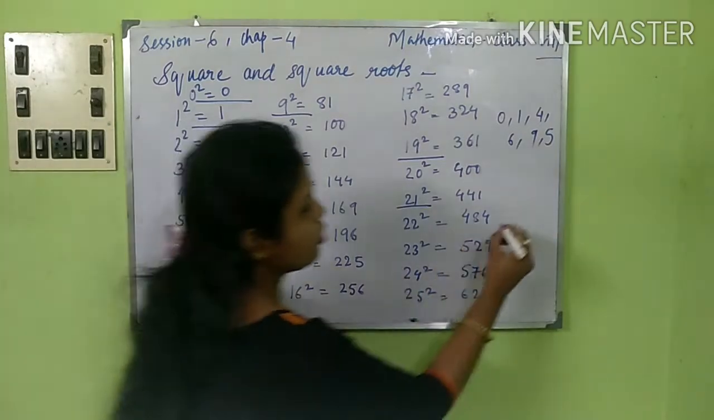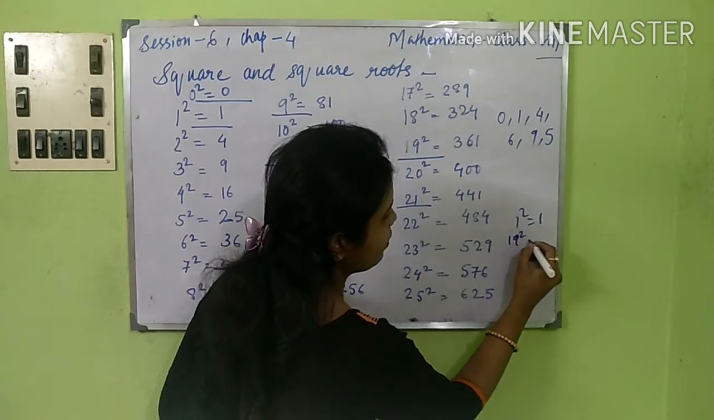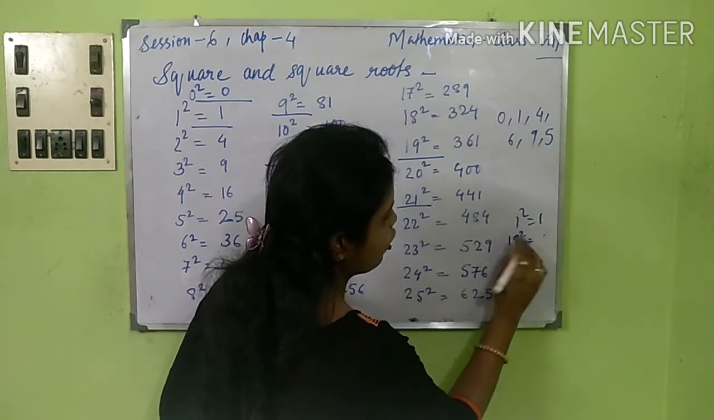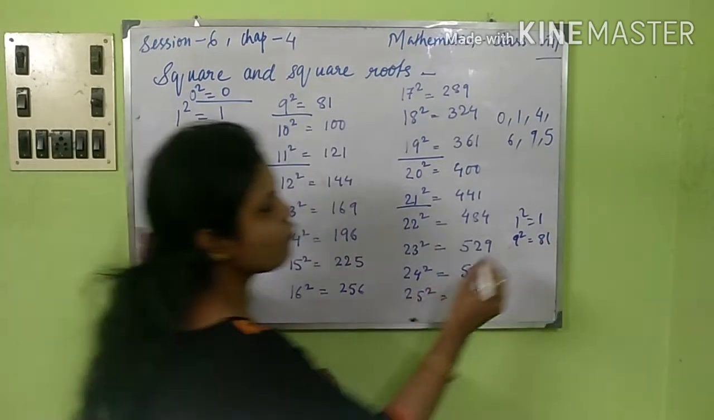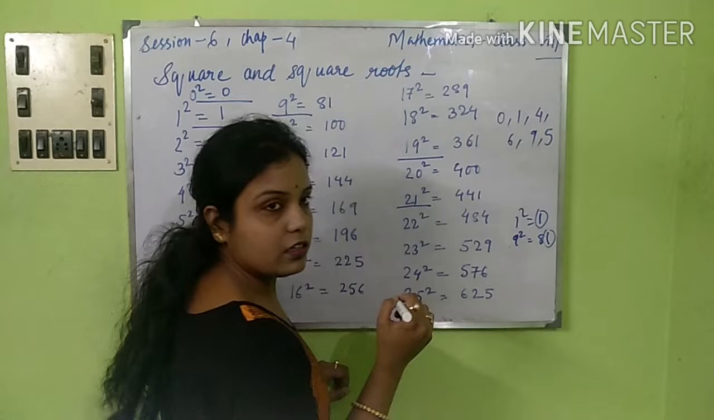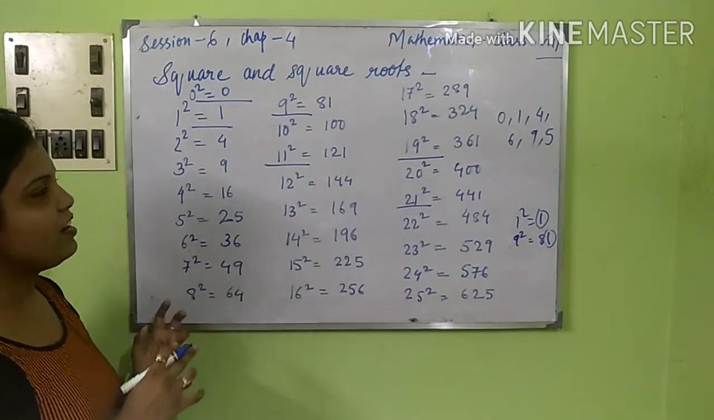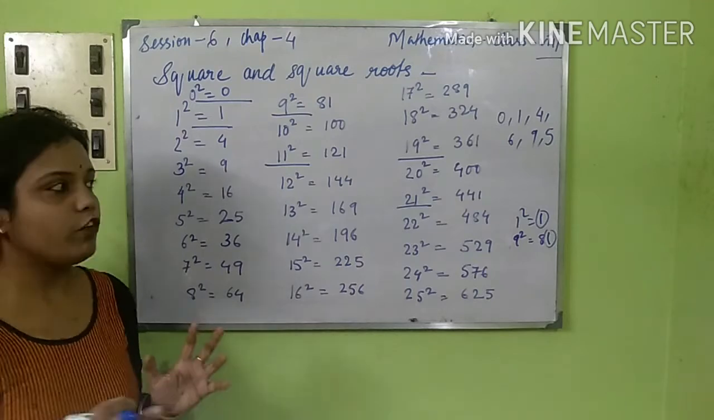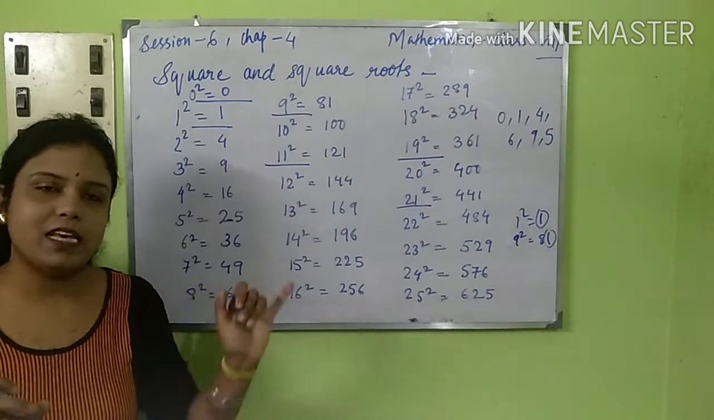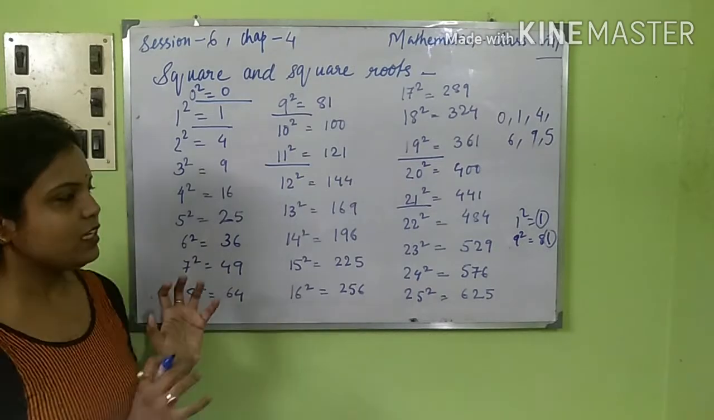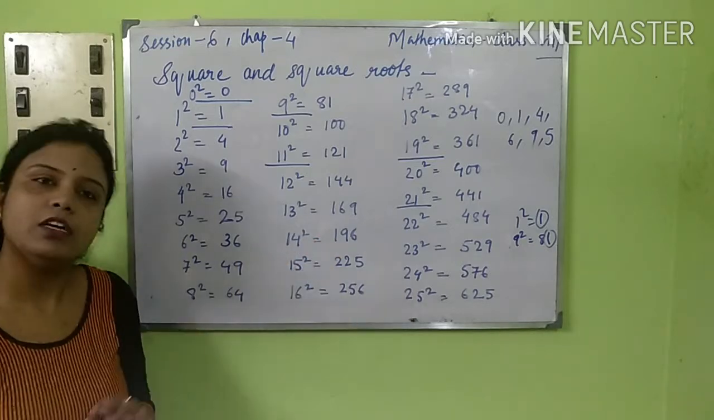Because 1 square is 1, and 9 square is 81, so we have 1 in the unit place. For this reason, whenever we square numbers like 21, 11, 9, 19, the digit in the unit place of the result is 1. Okay, so these are some of the facts that we have obtained from the squares of the digits.